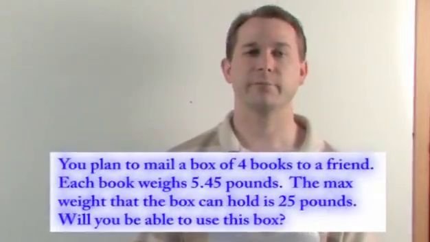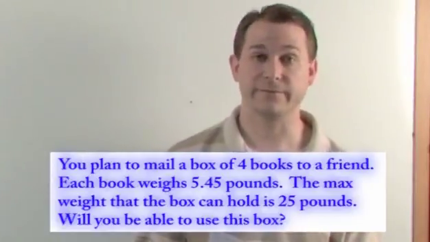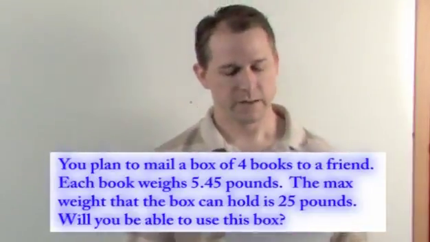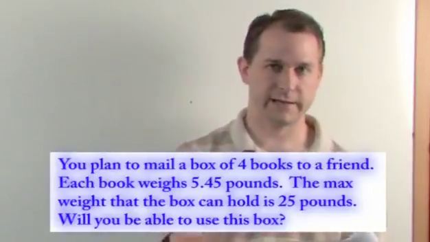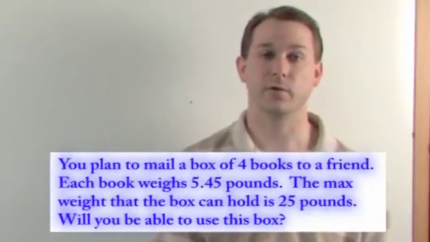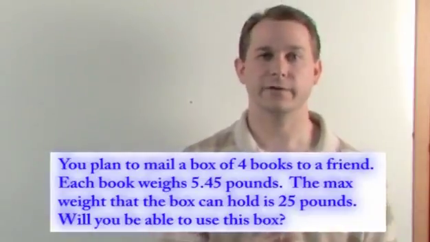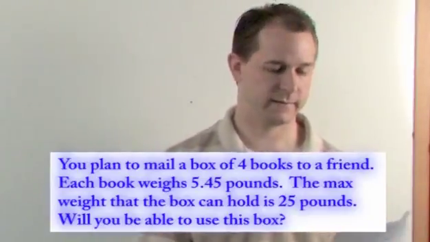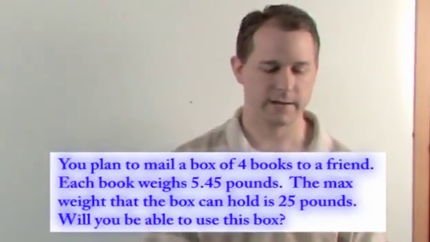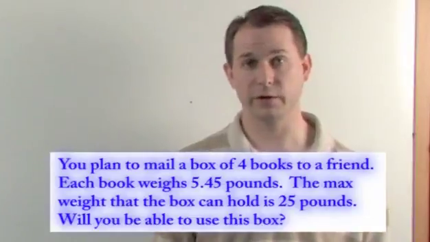You plan to mail a box of 4 books to a friend. Each book weighs 5.45 pounds. The maximum weight that the box can hold is 25 pounds. Will you be able to use this box? Okay. So we know that each book, again, this is a dead giveaway for multiplication, each book weighs 5.45 pounds, and you have 4 books. So multiplying them together is going to tell us the total weight of all of those books. And then we just need to see if that's less than what this box can hold, and if so, we can use the box.